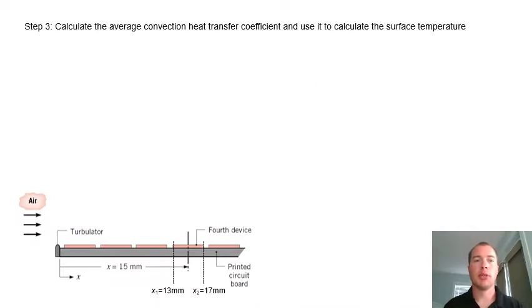The third step is to calculate the average convection heat transfer coefficient and then use it to calculate the surface temperature. We are interested in the heat transfer over the fourth device. There is a balance between the rate of electrical energy dissipation and the convection heat transfer out of the top of the device. This balance is what allows us to estimate the surface temperature of the device, but we require to know the total convection heat transfer rate, and thus we need the average heat transfer coefficient associated with the heat transfer over the top.